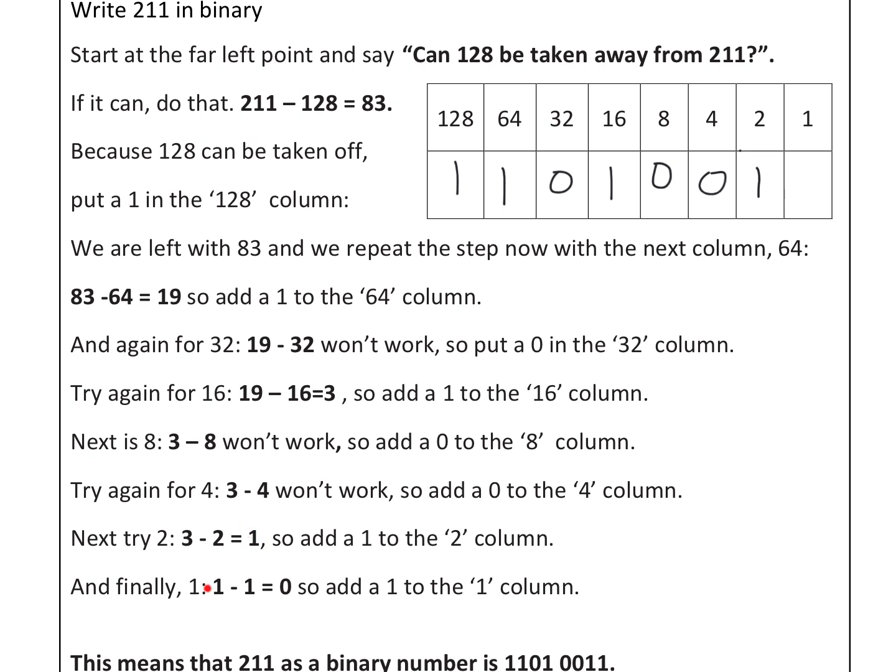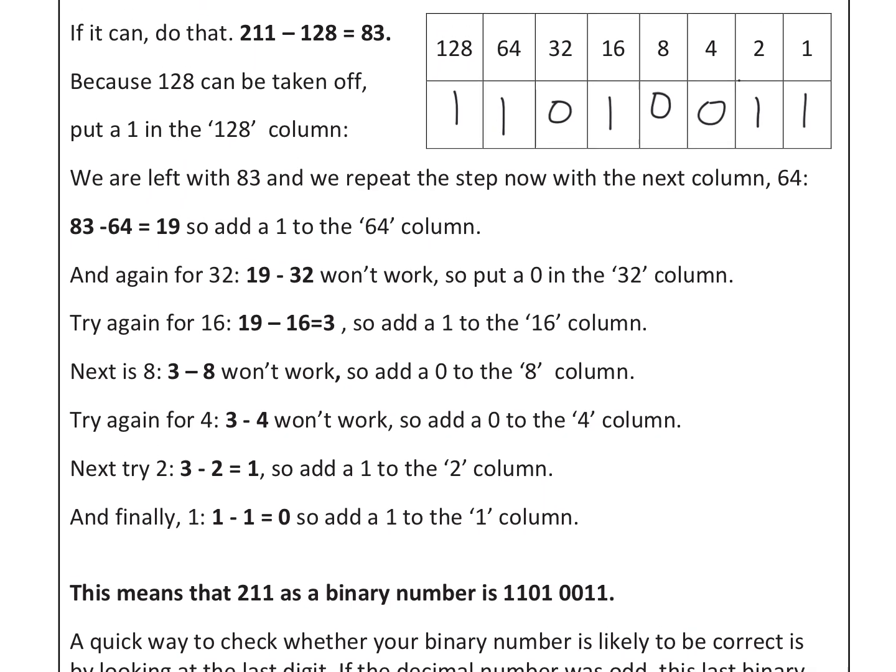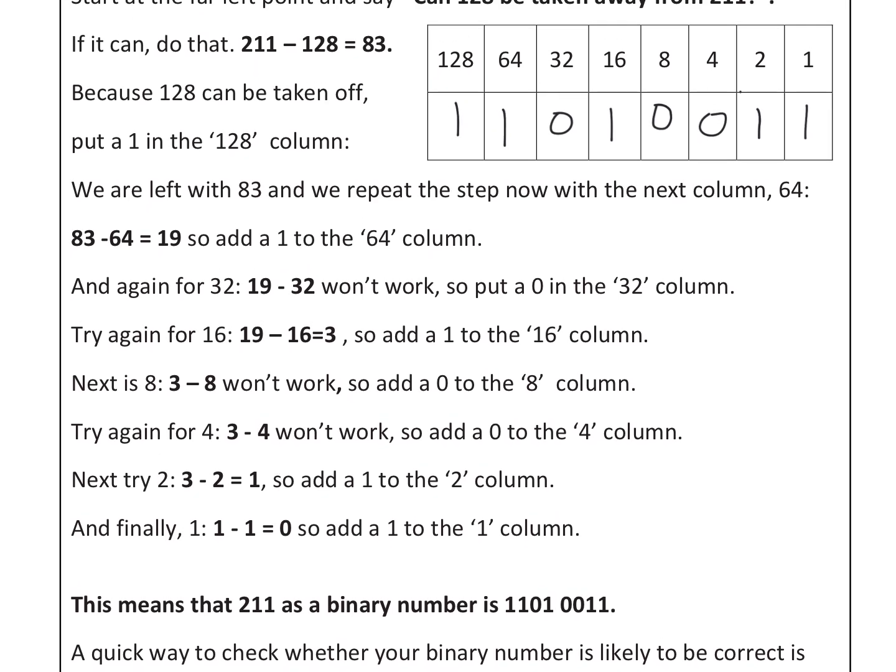And we go to our last column, which is 1. And does 1 fit into 1? The answer is yes. So we can put a 1 in there. And you should always be left with 0 at the end. So 211 as a binary number is 11010011. If you had 128, 64, 16, a 2 and a 1, that should give you the starting decimal number 211.